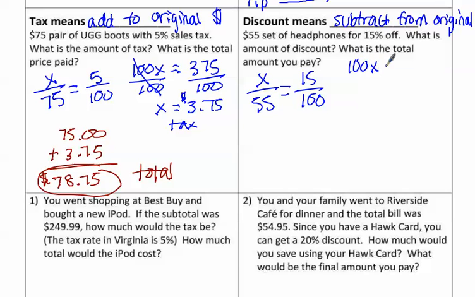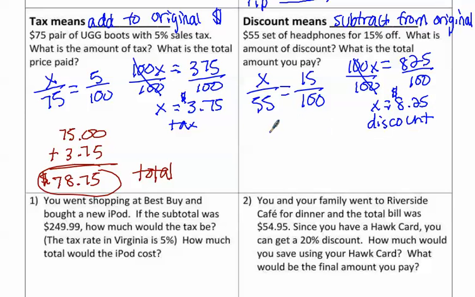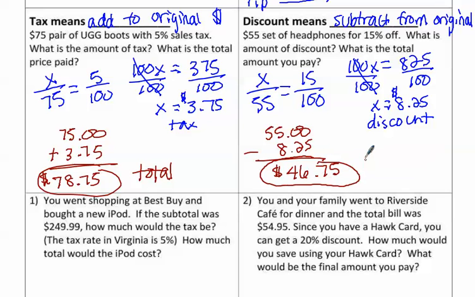So I want to cross multiply to get 100x equals 825. Solve your equation and you get x equals $8.25. This is your discount that you get off of the price of $55. So to find your total, you do $55 minus $8.25 to get $46.75 that you're paying for these headphones.